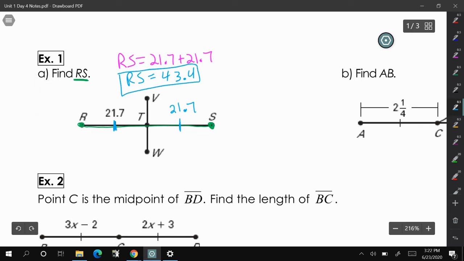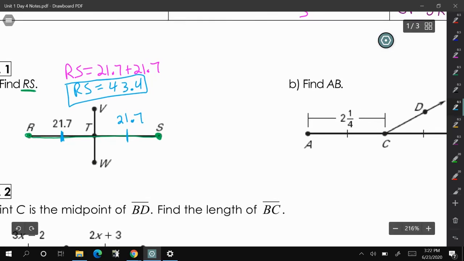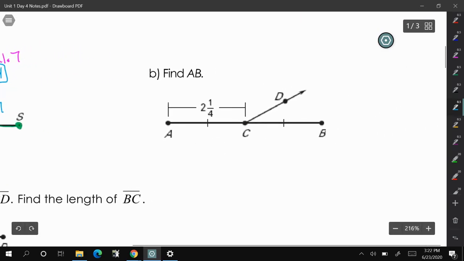Now remember, since we were talking about the length of RS, we don't need that bar on top to talk about the segment. Because we were talking about length, we just do RS with no bar on top equals the length.